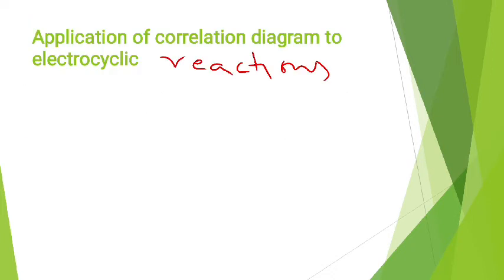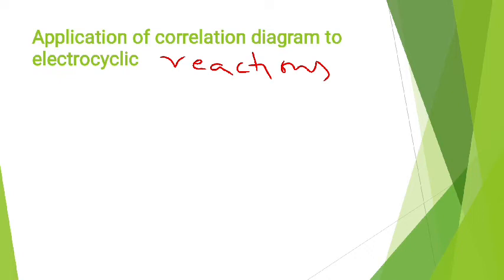Application of correlation diagram to electrocyclic reactions. So let us apply this correlation diagram method to electrocyclic reactions. An electrocyclic reaction is a concerted and cyclic process in which reactant orbitals transform into product orbitals. So an electrocyclic reaction is a cyclic concerted reaction in which the reactant orbitals are transformed into the product orbitals.